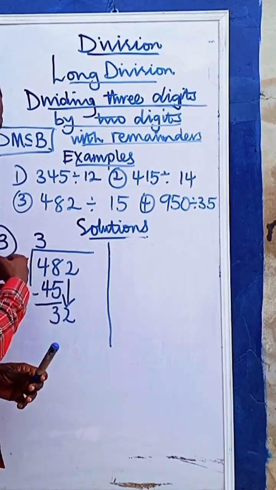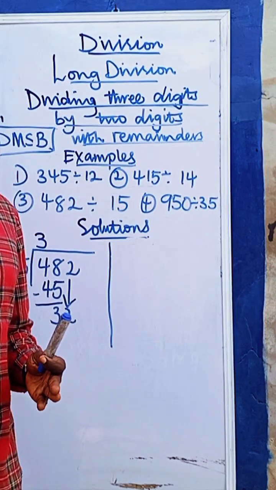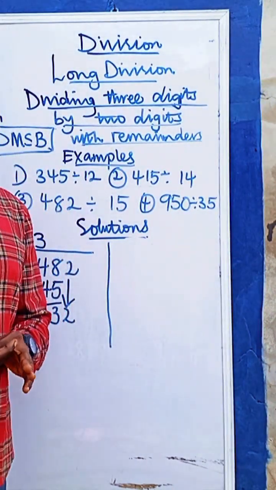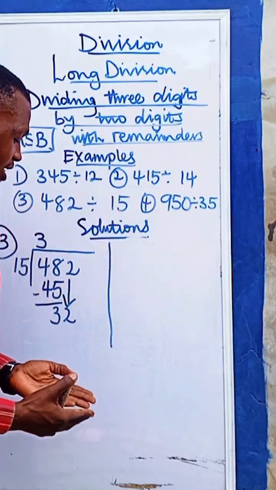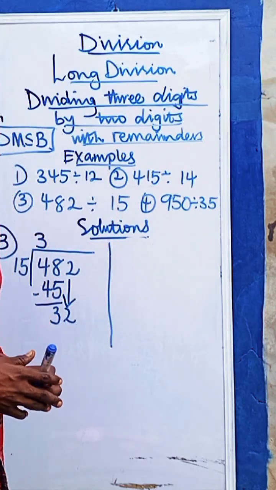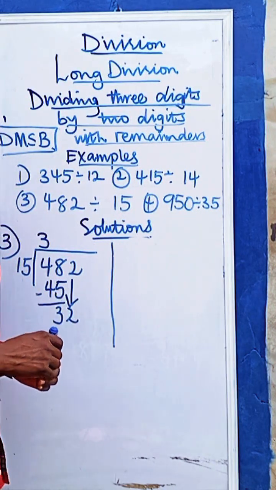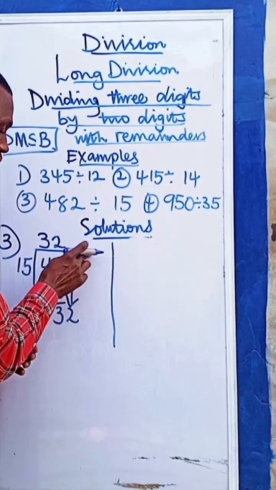Then let's ask ourselves 15 in 32. How many times will 15 go in 32? My crystal ball tells me that 15 times 1 is 15, 15 times 2 is 30. If I'm going for 15 times 3, it will be more than this. So I'll just stay with 15 times 2. So 15 in 32, we go two times.